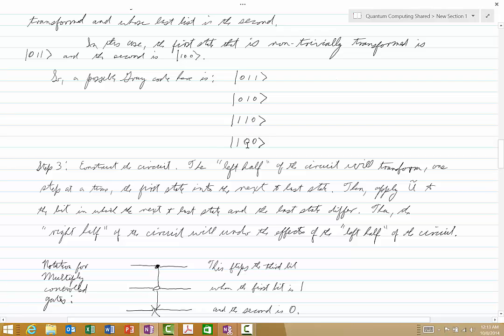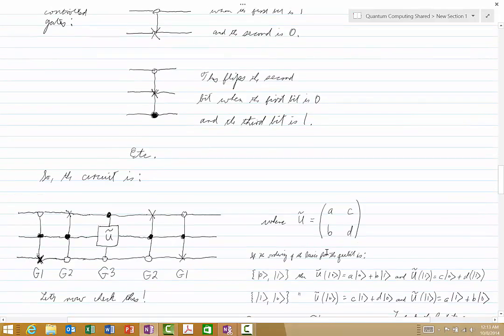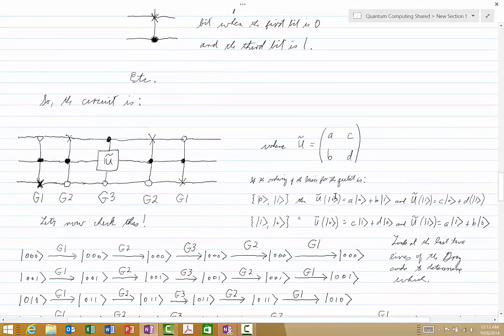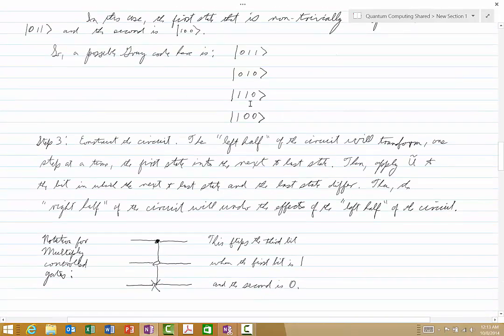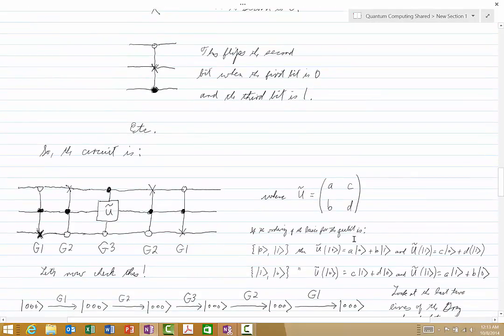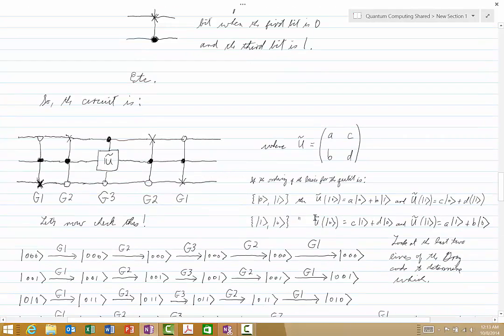If it were 0 and then 1, then this is our basis, and these equations would give the effect of U tilde on 0 and U tilde on 1. But since it is 1 changing to 0 instead of 0 changing to 1, then our basis is 1, 0. And we have U tilde of 0 is C1 plus D0. U tilde of 1 is A1 plus B0. That's the only tricky part of this.